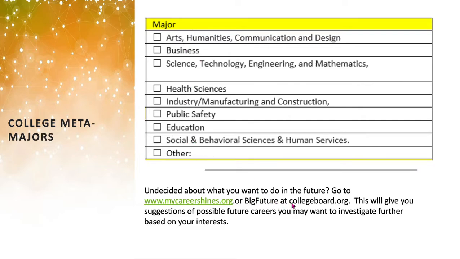If you're really undecided, there are 2 websites that you can go to, My Career Shines or Big Future. These are the websites where you can take career assessments, and the results are going to say, hey, based on who you are as a person, your knowledge, your values, your skills, your abilities, your interests, these are careers that if you were trained in, A, you would be good at, okay? B, you'd enjoy. So those 2 are really important. You want something that you're good at, and you want something that you're going to enjoy.